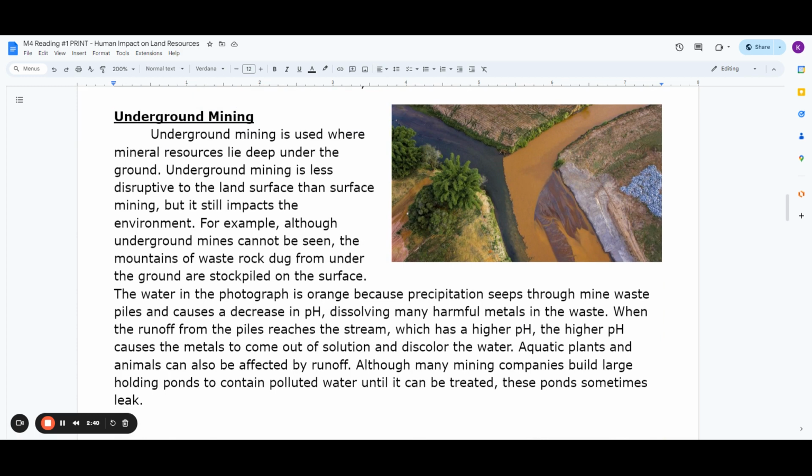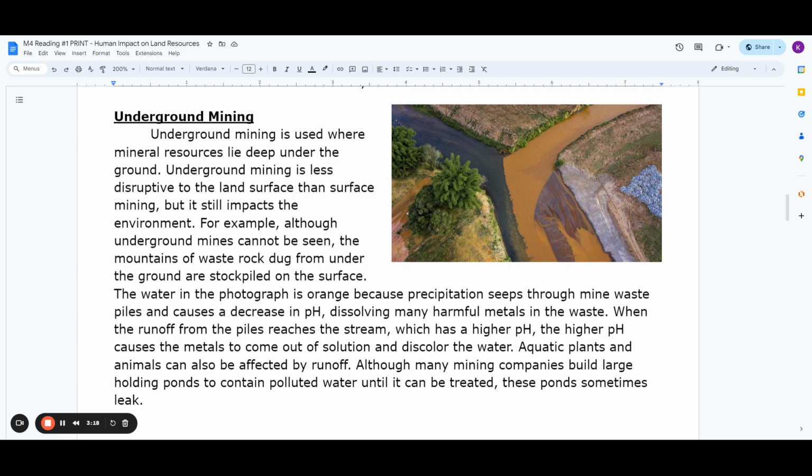Underground mining. Underground mining is used where mineral resources lie deep under the ground. Underground mining is less disruptive to the land surface than surface mining, but it still impacts the environment. For example, although underground mines cannot be seen, the mountains of waste rock dug from under the ground are stockpiled on the surface. The water in the photograph is orange because precipitation seeps through the mine waste piles and causes a decrease in pH, dissolving many harmful metals in the waste.